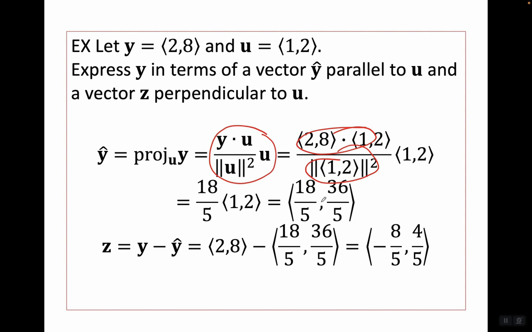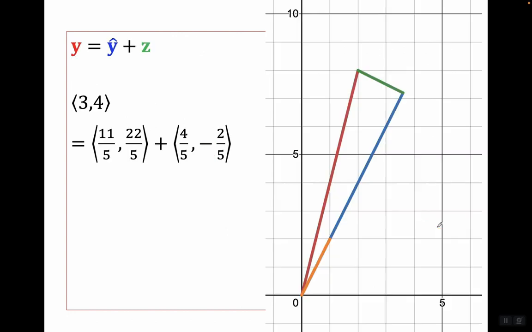That's y hat. Z is y minus y hat. That's the vector that's perpendicular to u. That's going to be (2, 8) minus (18/5, 36/5), or in other words, (-8/5, 4/5). So here's what we end up with: y equals y hat plus z.